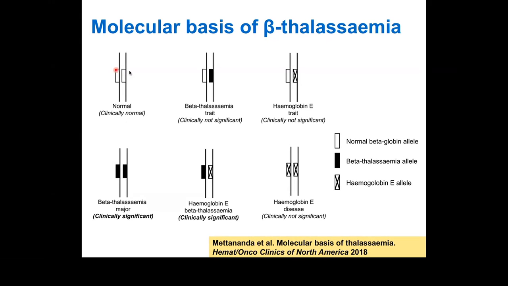Therefore, mutation in 1 gene does not lead to a clinically significant problem. Mutation in 1 beta globin gene leads to asymptomatic anemia, which is known as beta thalassemia trait. When you have mutations in both the beta globin genes, that leads to a severe clinically significant anemia, which is known as beta thalassemia major.